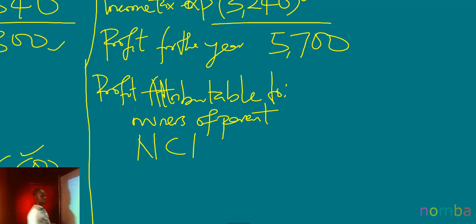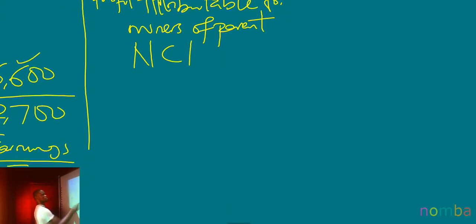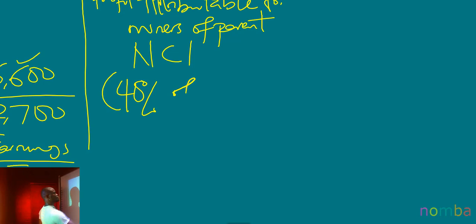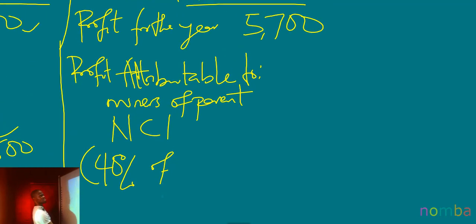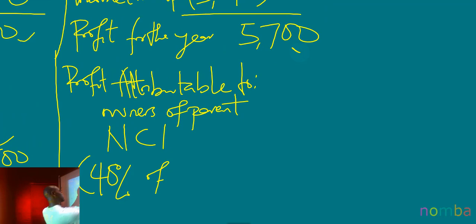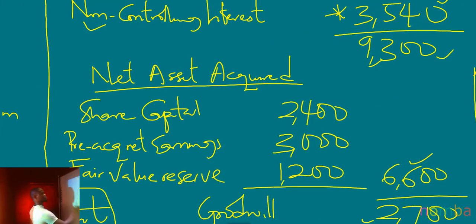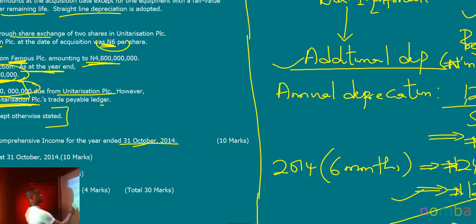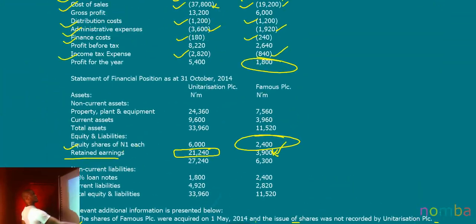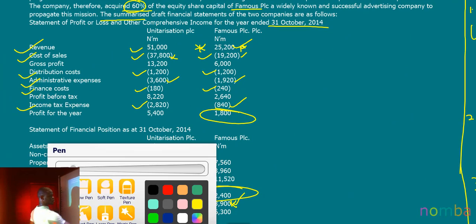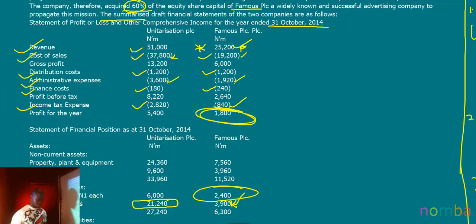So let's get the profit attributable to non-controlling interest. Recall that the non-controlling interest has 40%. Please don't ever apply the 40% on the group profit. This is group profit. The profit of the parent and the subsidiary. NCI will only take a share of the profit of the subsidiary. So what is the profit of the subsidiary? You will get that from the statement of profit or loss. And from the statement of profit or loss, the profit of the subsidiary was 1,800.